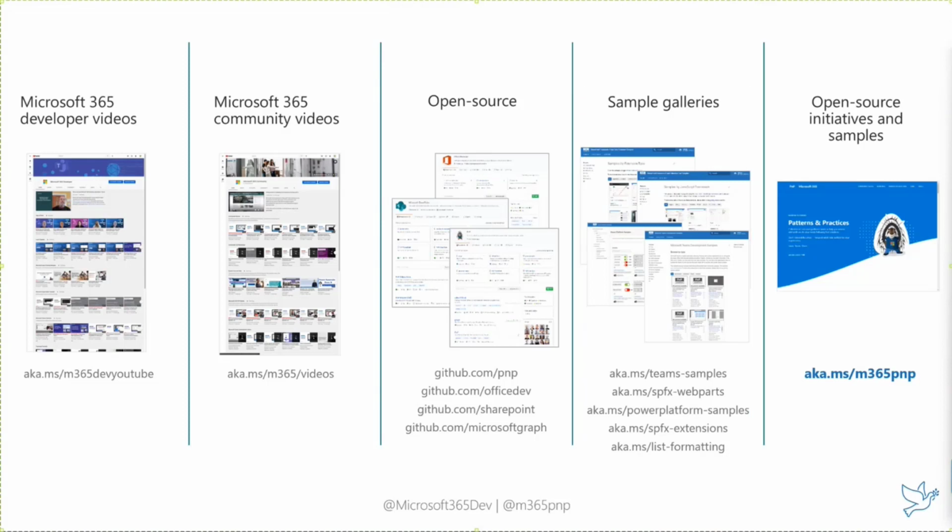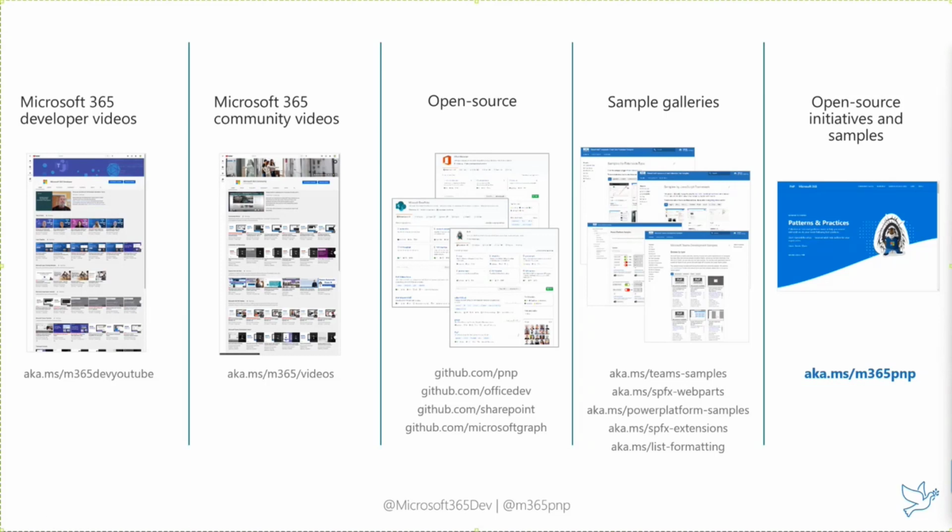And if you're wondering whether there are too many URLs to remember, luckily we've got you covered. It's actually one URL, aka.ms/m365pnp, from where you can find all of the latest information and links to all of the SDKs and documentation related to Microsoft 365.